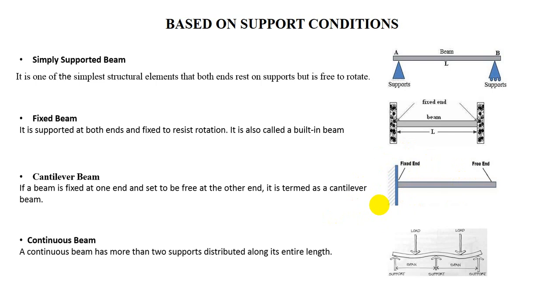Then the continuous beam. If we see that a beam has several supports and it continues, like in our building. If any beam has more than two supports, then it is known as a continuous beam. Clear? Then based on construction materials.